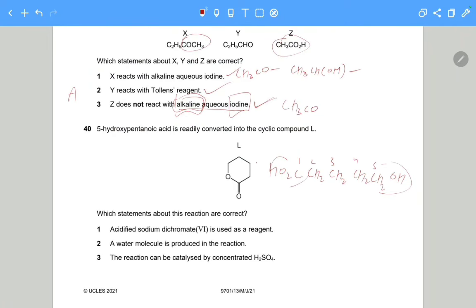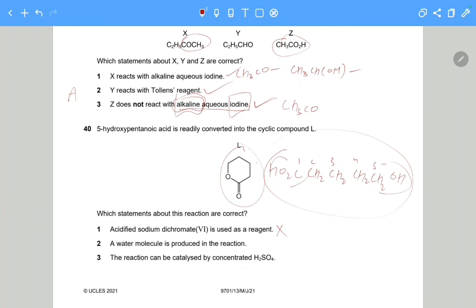Acidified sodium dichromate is used as a reagent. No, this is not a reagent. This is an oxidizing agent. This is an esterification reaction, remember. So in this esterification reaction, the molecule reacts within itself to produce a cyclic ester. But for those conditions, we use concentrated H2SO4 and heat for this reaction. We do not use sodium dichromate.